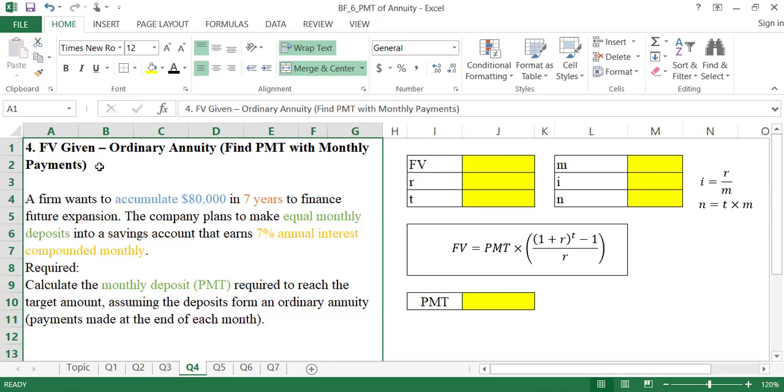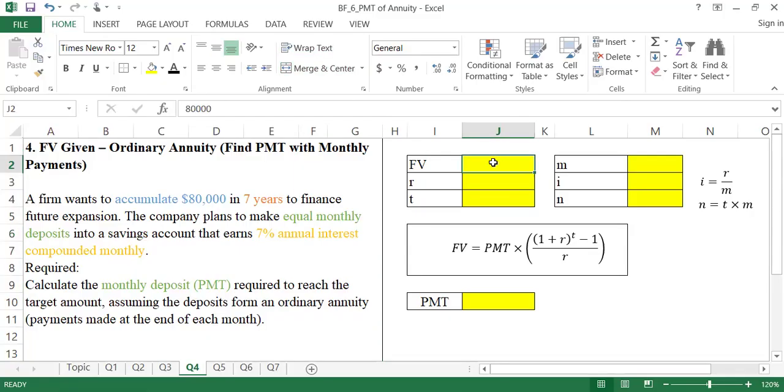So this question is a future value question, but the complexity has been increased because now we are not only talking about future value, we are also talking about monthly payments. A firm wants to accumulate 80,000 in 7 years. Any cash flow you generate in 7 years is a future value. So T of 7 years that earns 7% annual interest rate compounded monthly. The annual interest rate is 7%.